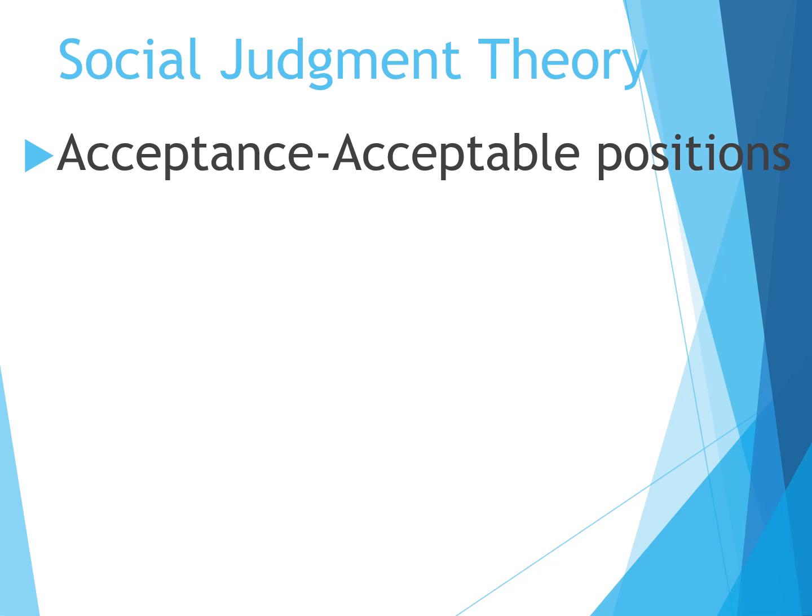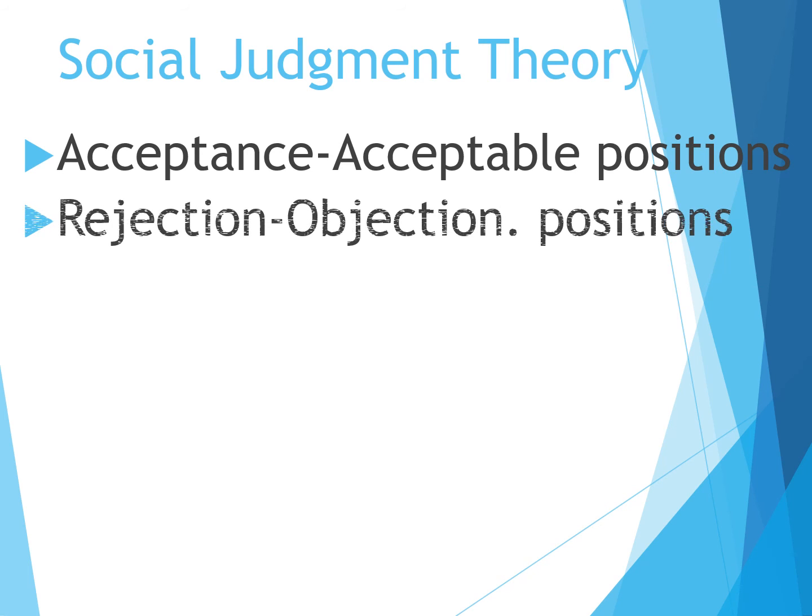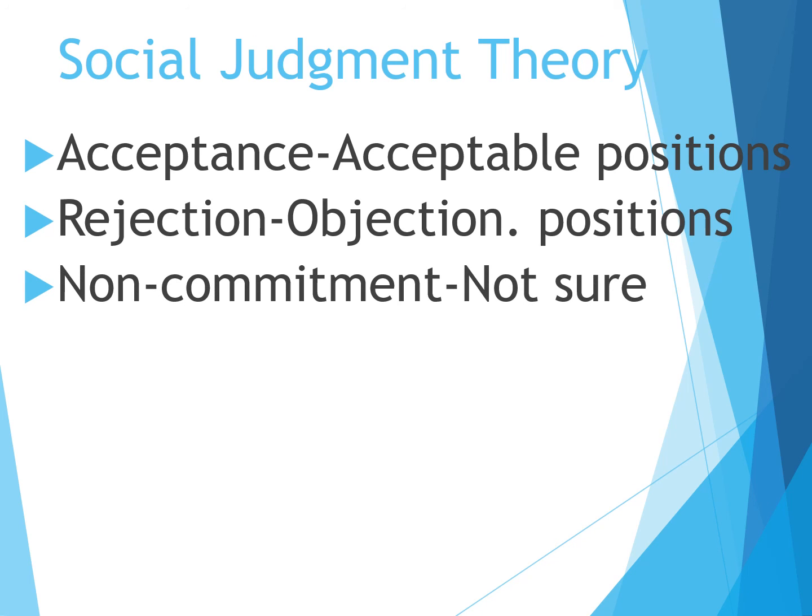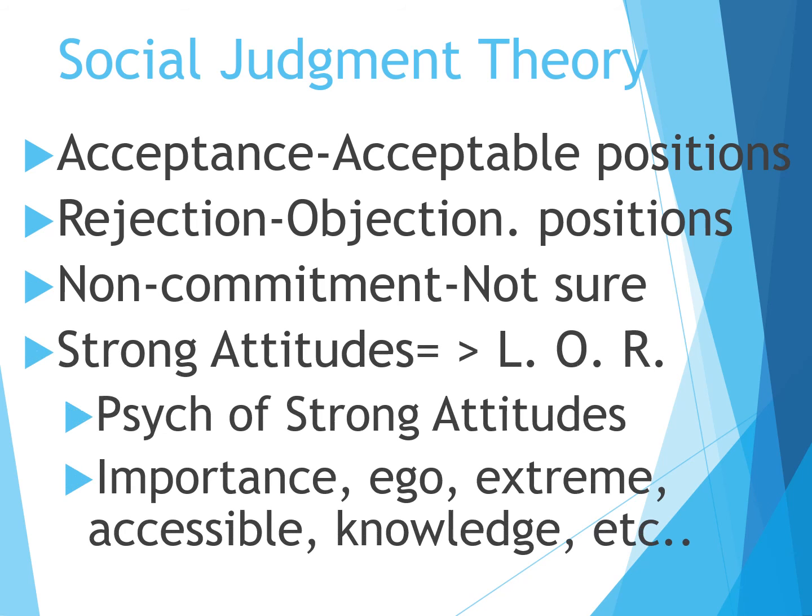So in this model, we can see that the person's latitude of acceptance, or the acceptable positions that this person has on a given topic, primarily will lie between the 90 and the 100 zone, okay? Now, people also have a latitude of rejection, and this is all of the positions that they find objectionable prior to the actual message that's being developed or disseminated. And then there is a range of non-commitment or neutrality. Okay, they're not sure. So what we find in social judgment theory research is that people who have very strong attitudes tend to have a much larger latitude of rejection, or LOR, than people who do not have strong attitudes or who have weaker attitudes, okay?